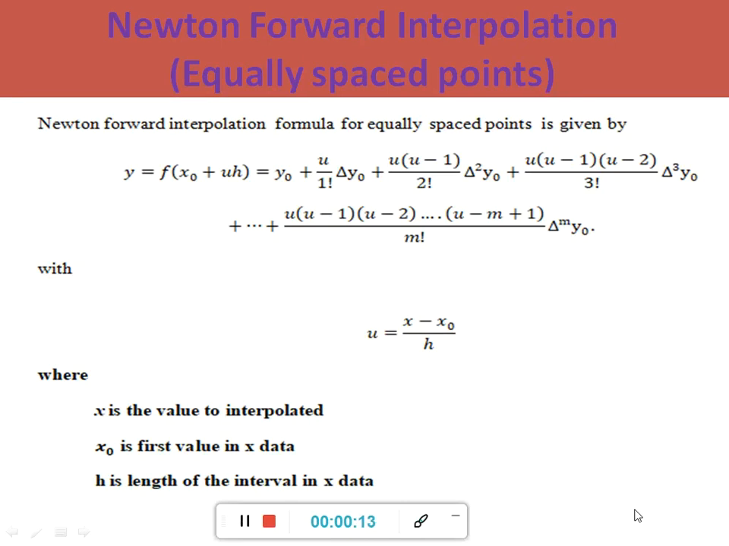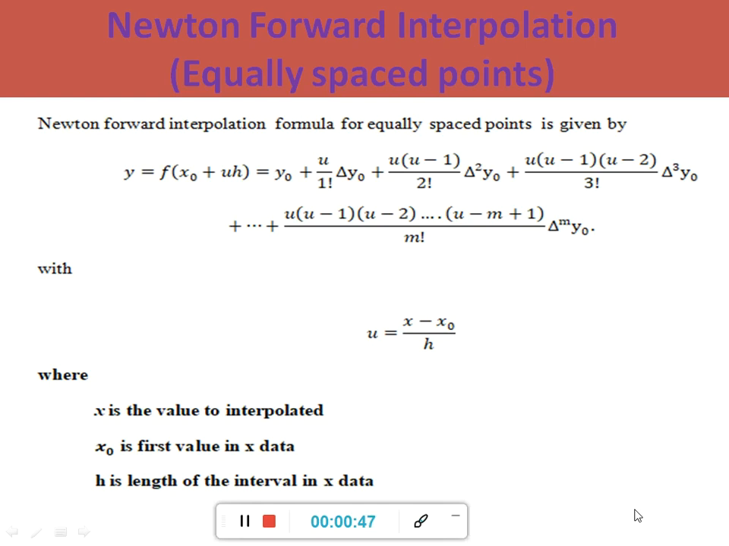The Newton forward interpolation formula for equally spaced points is given by y equal to f of x naught, equal to y naught plus u by 1 factorial del y naught plus u into u minus 1 by 2 factorial del square y naught plus u into u minus 1, u minus 2 by 3 factorial del cube y naught, up to u into u minus 1 up to u minus m plus 1 by m factorial del power m y naught. So the last term is the nth term, right?